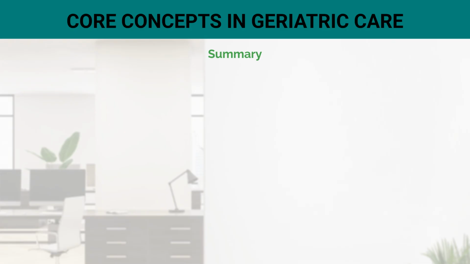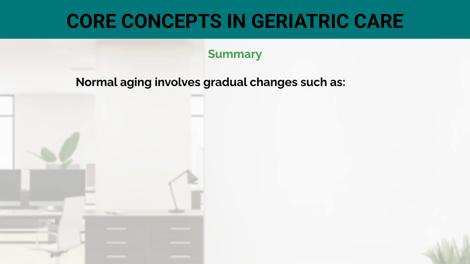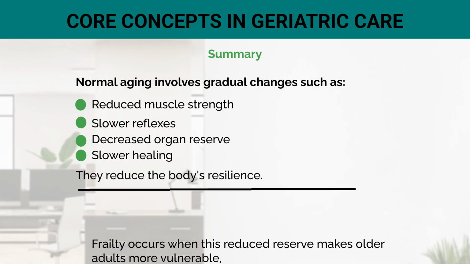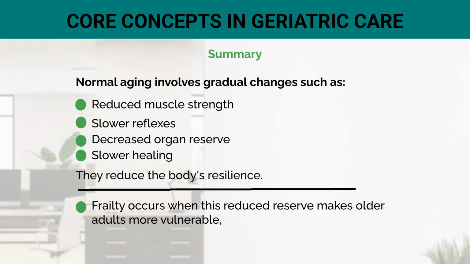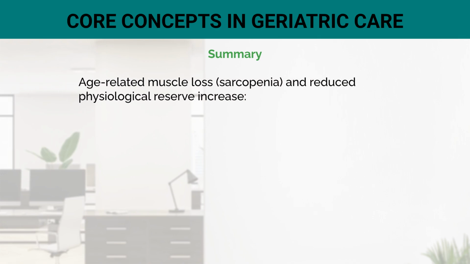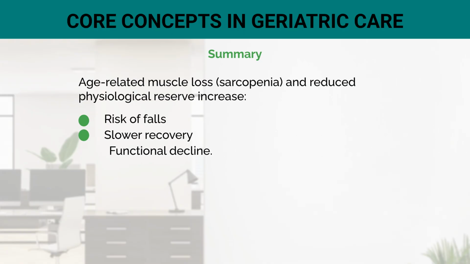In summary, normal aging involves gradual changes such as reduced muscle strength, slower reflexes, decreased organ reserve, and slower healing, which reduce the body's resilience. Frailty occurs when this reduced reserve makes older adults more vulnerable, so even minor stressors can cause significant decline. In addition, age-related muscle loss, known as sarcopenia, and reduced physiological reserve increase the risk of falls, slower recovery, and functional decline.